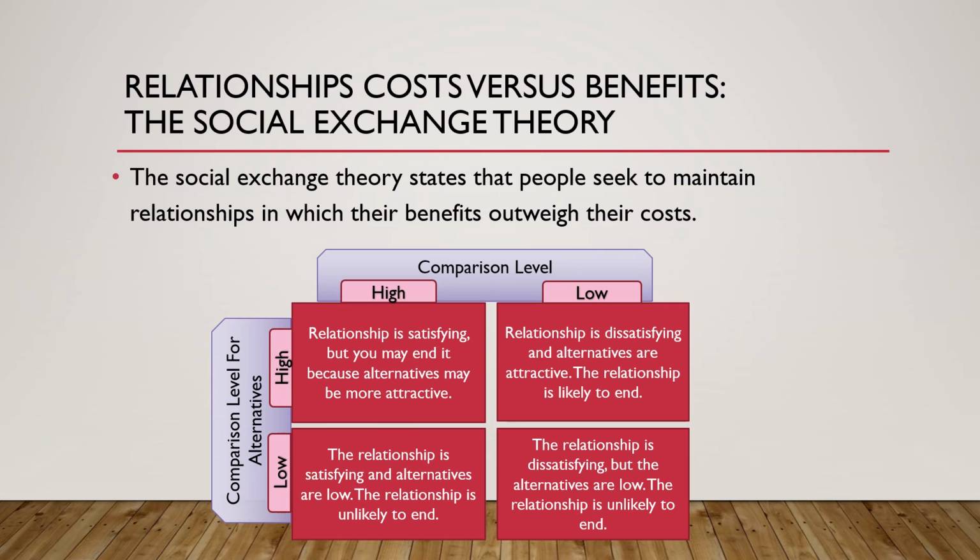So even though there's potential alternatives, my perception of those alternatives is bad, and so I'm still going to rate my comparison level of alternatives as being low, because even though there's people that want to date me, all those people suck and they're not as good as the person that I'm currently with.